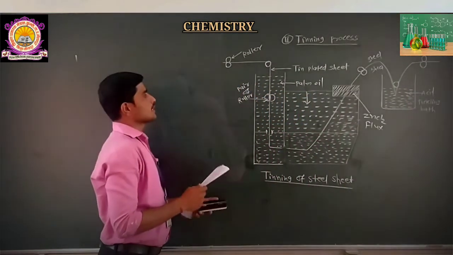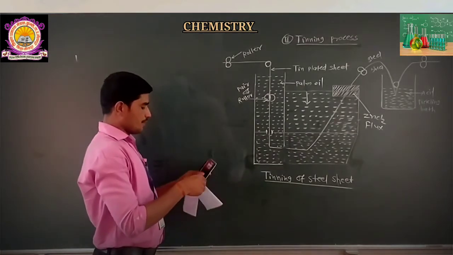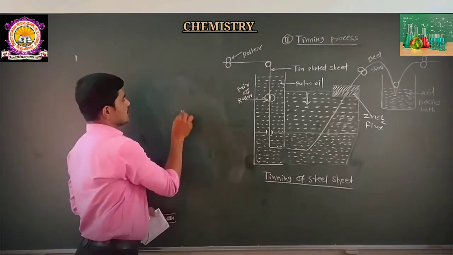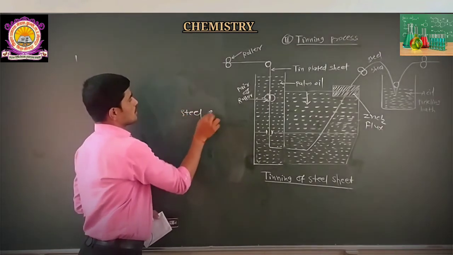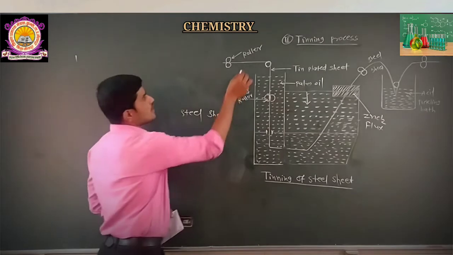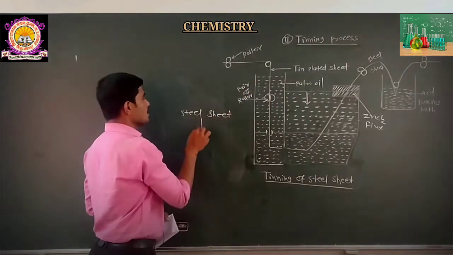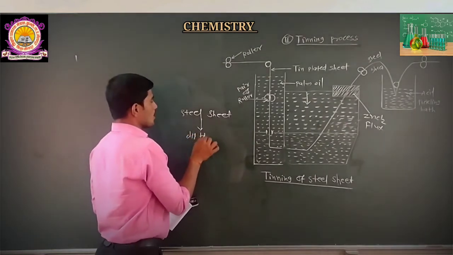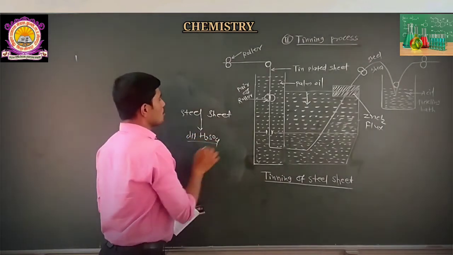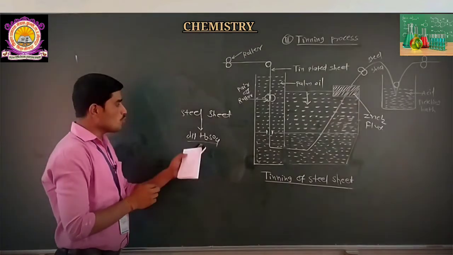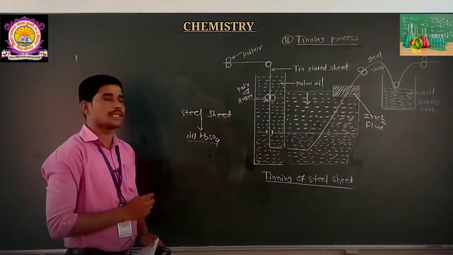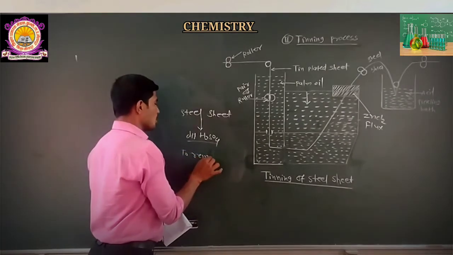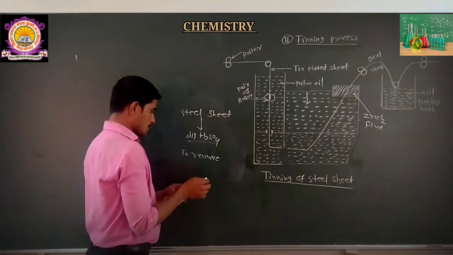So let's start the process in detail. At first, the steel sheet is cleaned by means of dilute H2SO4. Now the function of this dilute H2SO4 is to remove impurities.